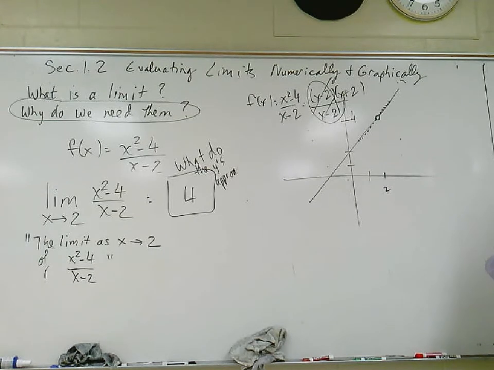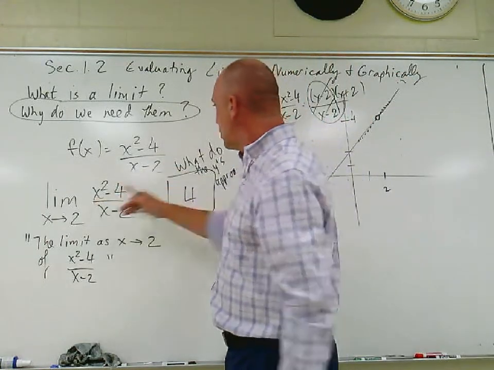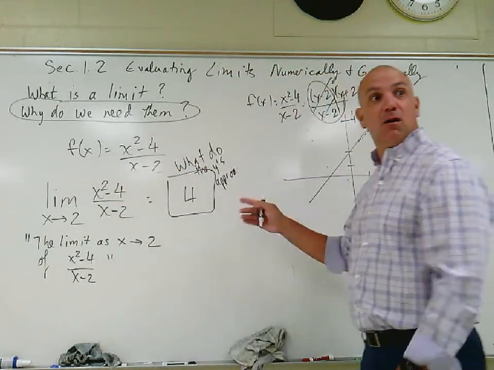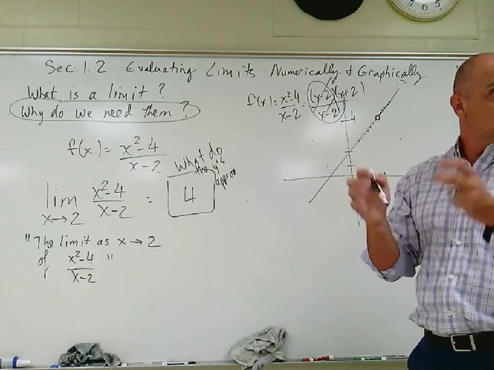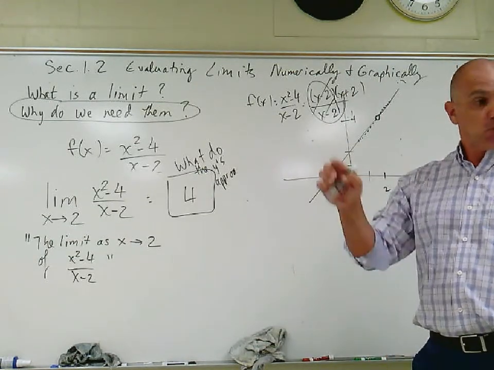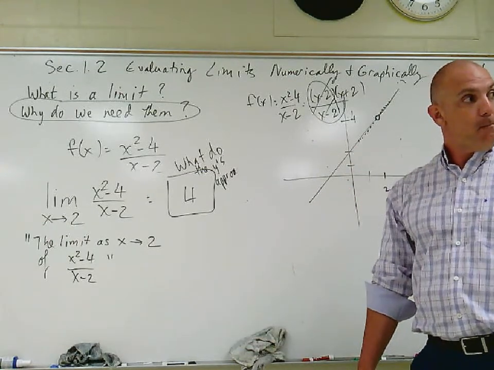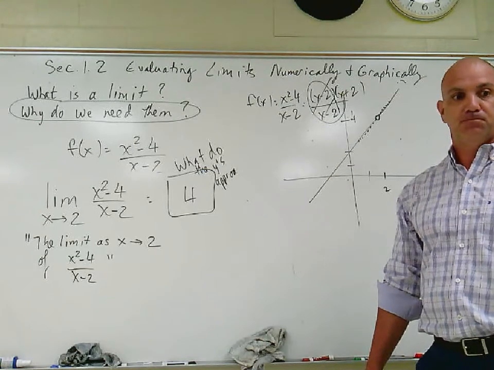Limits don't tell you what's there. Limits tell you what you approach. So what is a limit? It tells you what the y's approach from both sides, and it has to approach the same answer. Why do we need them? Because sometimes we need to approach something without reaching it, from the tangent line example.